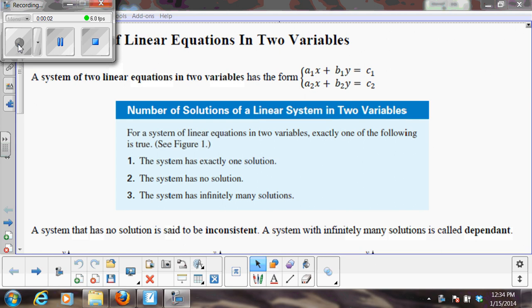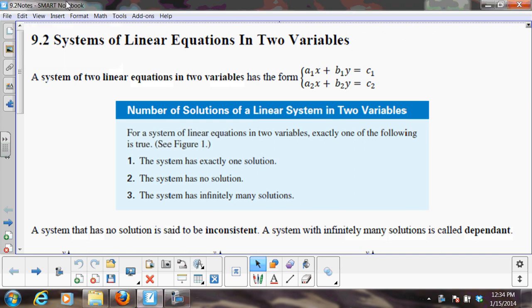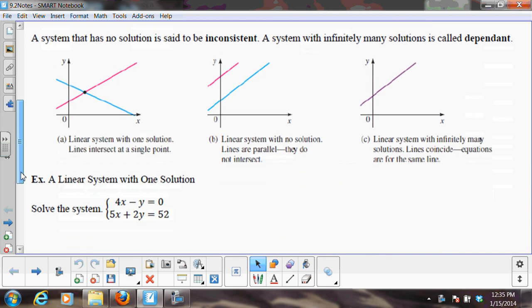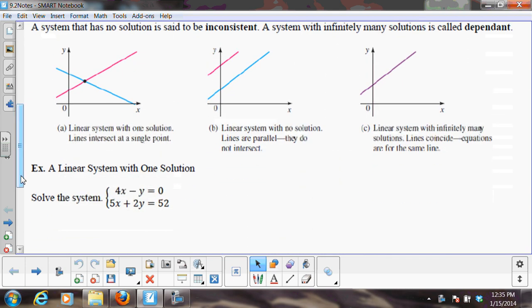This is the beginning of section 9.2, systems of linear equations with two variables. It is very close to what we just did in the last section. So here's a little thing about how many solutions you can have when you have two linear equations with an x and a y. There could be exactly one, no solution, or infinitely many solutions. And these are the different kind of pictures that they look like.